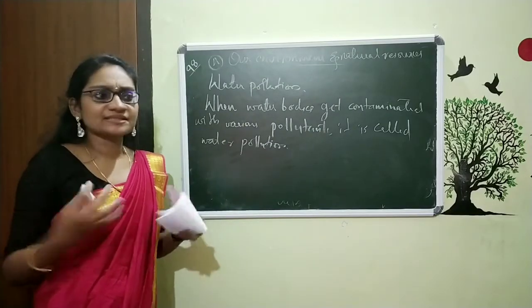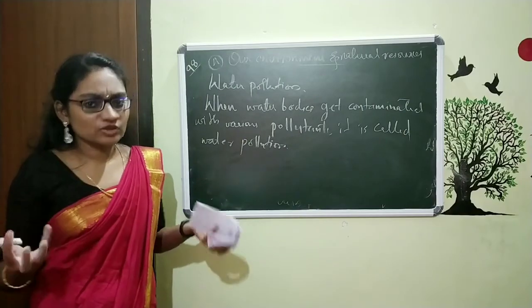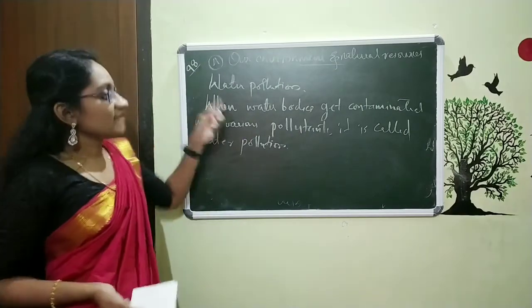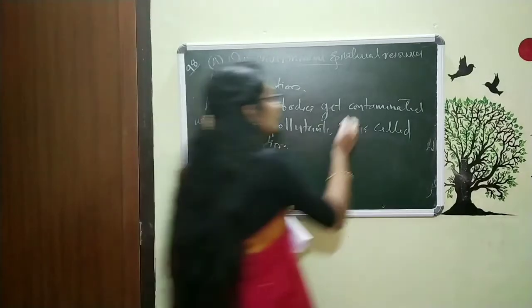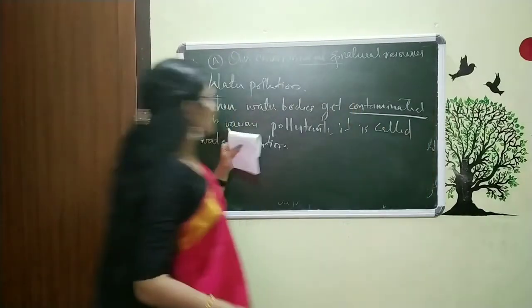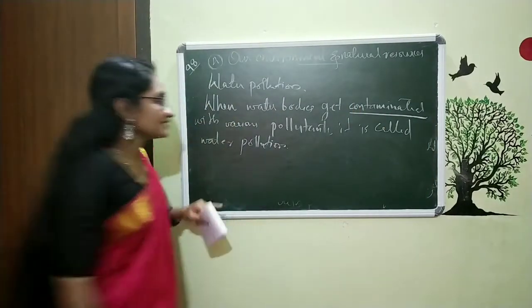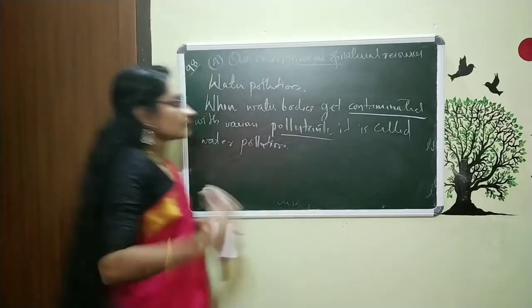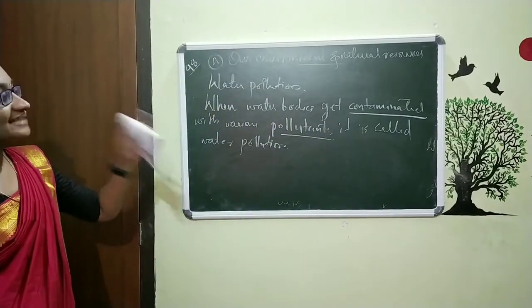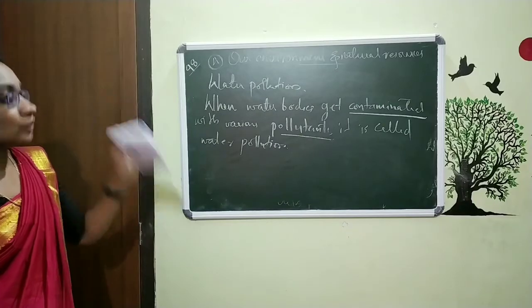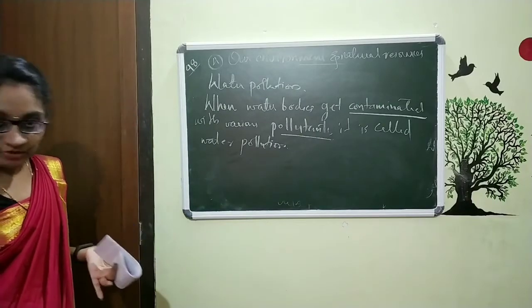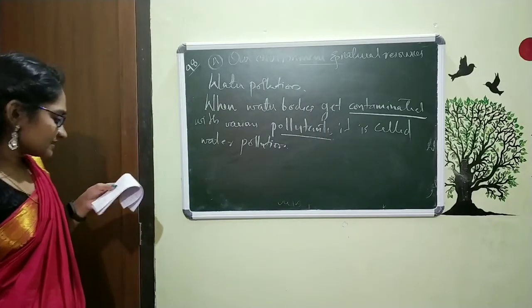Contaminated means it is getting mixed with some sort of waste. Pollutants means the things that cause pollution. So when the water bodies get contaminated with various pollutants, it is called water pollution. Very simple. So this is the definition.